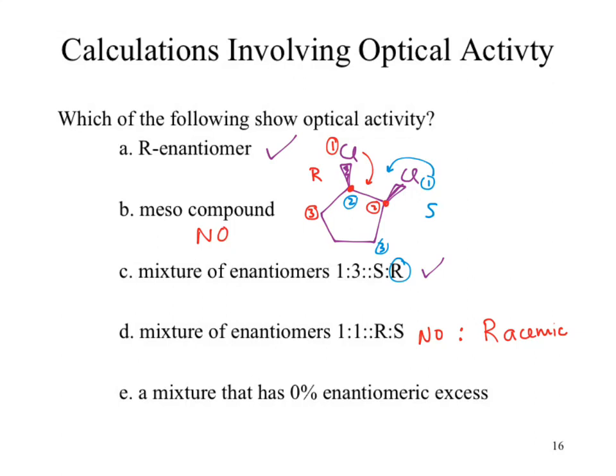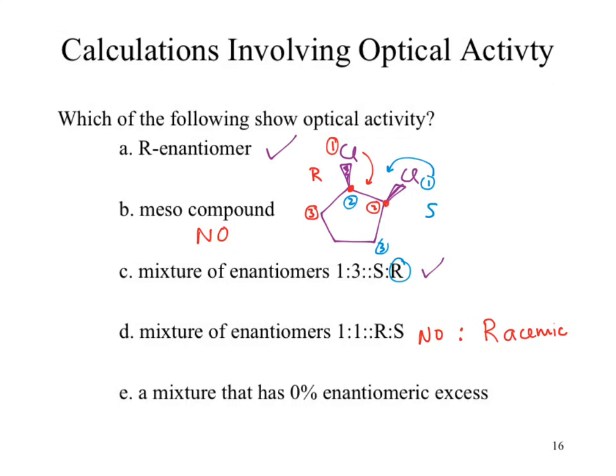Does it have optical activity? No. I have a mixture that is 50% the S enantiomer. Does it have optical activity? No. All of those are getting at the exact same point. We have a 1-to-1 mixture of the R and the S. Okay? And all of those are referring back to this idea of a racemic mixture.